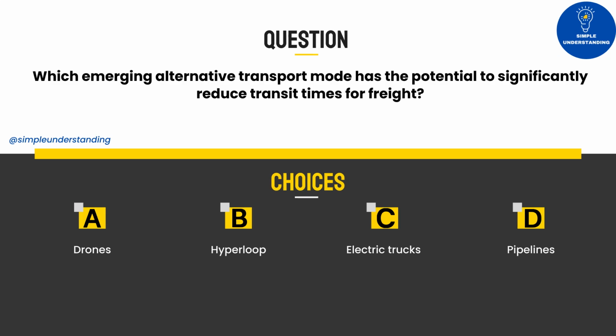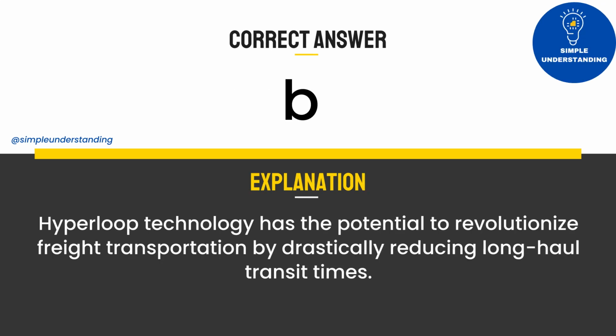9. Which emerging alternative transport mode has the potential to significantly reduce transit times for freight? A. Drones. B. Hyperloop. C. Electric trucks. D. Pipelines. Correct answer, B. Explanation. Hyperloop technology has the potential to revolutionize freight transportation by drastically reducing long-haul transit times.